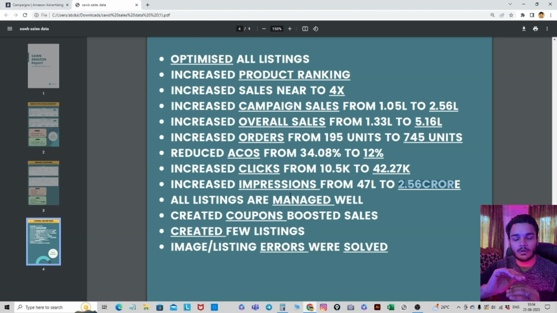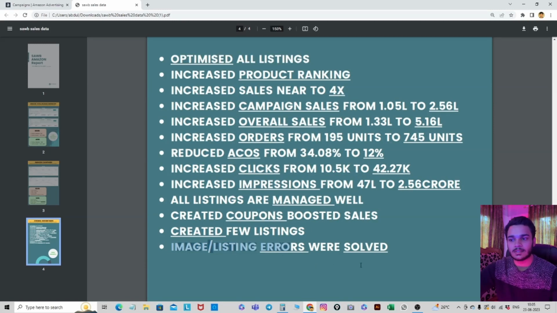And all the listings were managed well. Sometimes the listings will go down due to some error, or if our image has some problems, then the listing will be disabled, something like that. So we'll be focusing on these problems and managing them so that no problems happen, right? So we have managed all the listings in the 3 months really well. And to boost the sales, we have created coupons, okay? And we have created a few listings. We suggested the client add some new designs, some new size variations or color variations, or entirely different products. So we'll be helping to list the new products, okay?